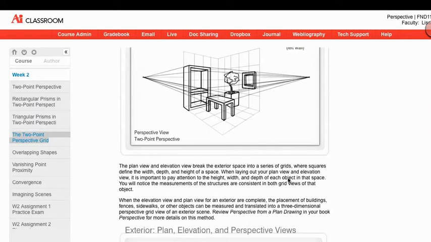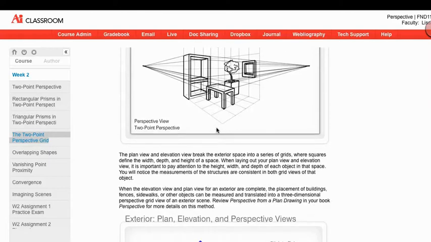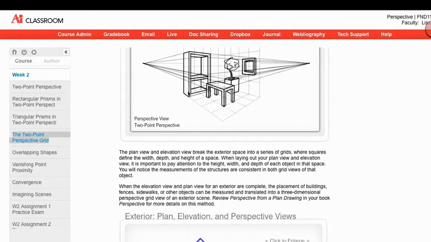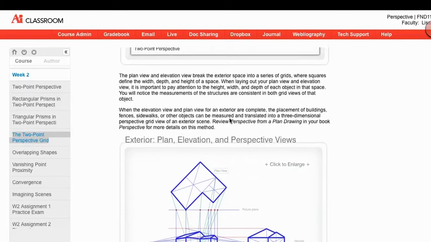All right, and it helps us to get a sense of proportion. Okay, so if the table is 2 squares high and 2 squares long, then the cabinets need to be larger in perspective, and the grid helps us to define that.